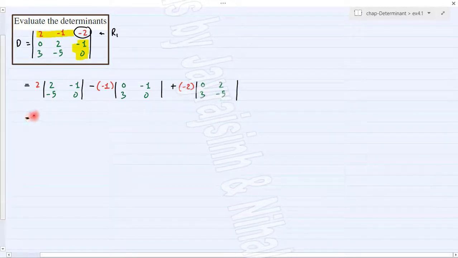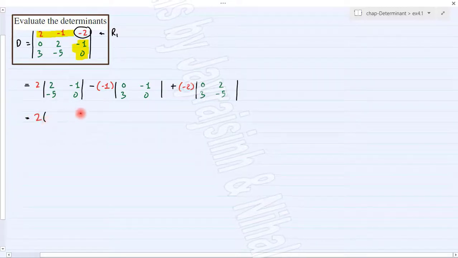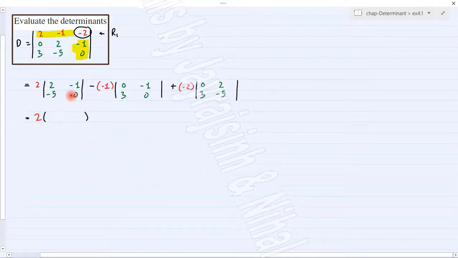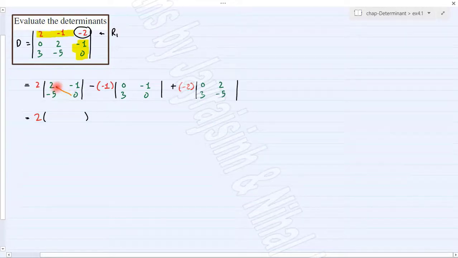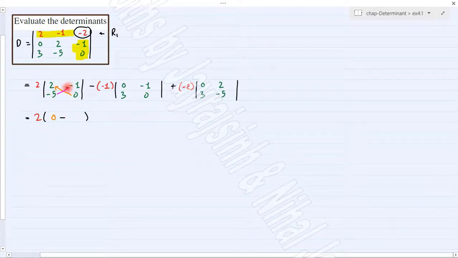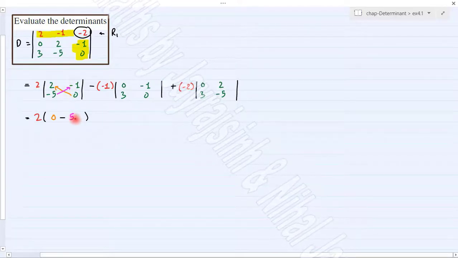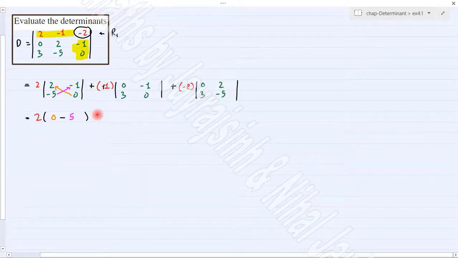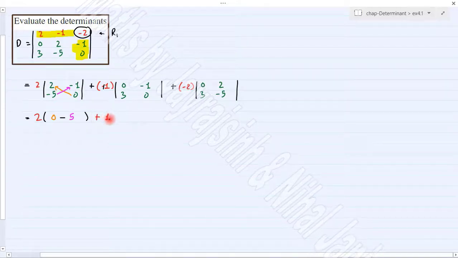Now let's simplify. Your 2 will be as it is. Let's open the first matrix. 0 multiplied with 2 will give us 0, minus 5 multiplied with minus 1 will give us 5. Here minus become plus. So we'll get plus 1.